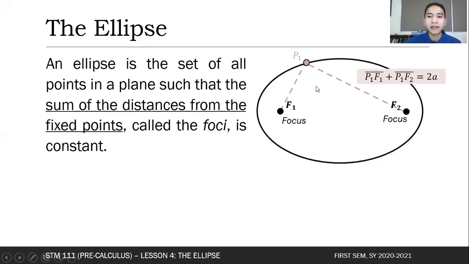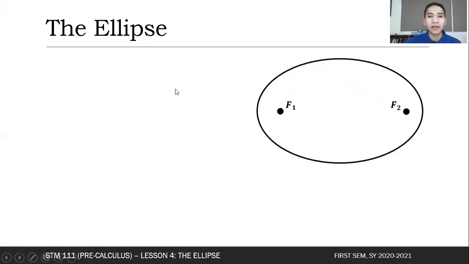Okay? So, ibig sabihin, if we have another point also, p sub 2, dapat 2a rin ang kanyang sum of the distances. So, if we measure papuntang f sub 1 at f sub 2, pag i-add natin yung distances na yun, 2a din ang sum of the distances. So, kapag ganun po yung case, yung shape na ito ay tinatawag nating ellipse. Okay, so let's talk about the parts of the ellipse.